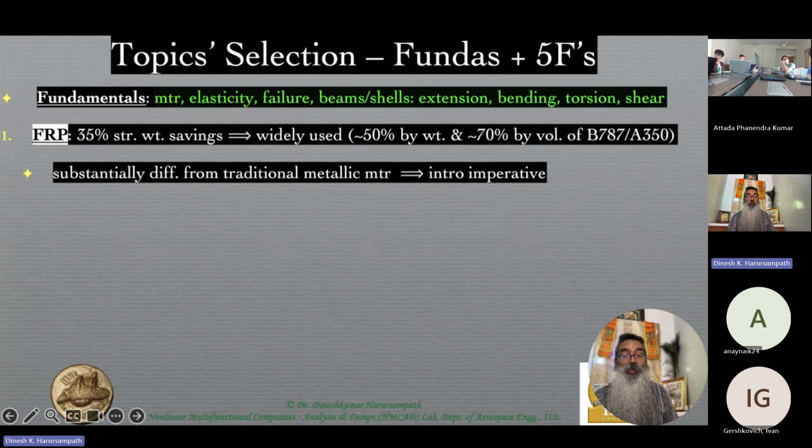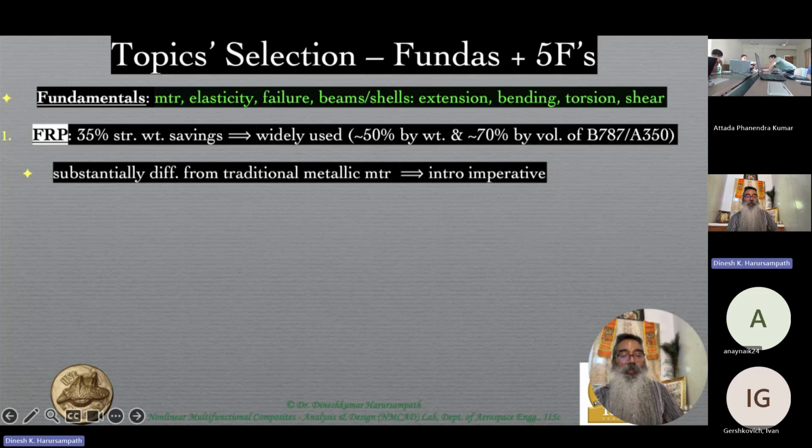And when I say 50% for the Boeing 787 or even the Dreamliner, a little more or less compared to that, what we're talking about is in terms of weight. But if you look at it in terms of volume, it's as high as 70%. Because these are lower in density, obviously, the volume percentages that they occupy will be much larger compared to those of the corresponding metals, compared to the weight.